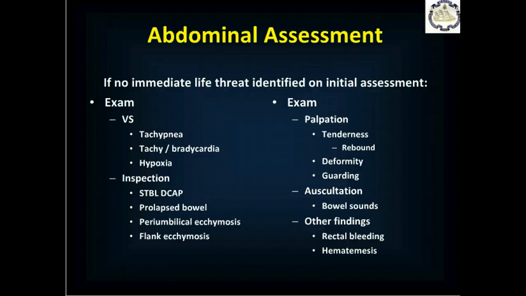Deformities to the abdomen, so any changes in contour after an injury, those are bad signs. Or guarding, where the abdomen is rigid, the muscles are rigid. Auscultation: not hearing any bowel sounds at all, that's problematic. Even if there's not a significant injury, the fact that you don't hear bowel sounds means that they may have what's called an ileus, a traumatic ileus, where the bowel's just not squeezing and they're not going to be able to tolerate anything by mouth. And then any bleeding from the rectum, or any vomiting blood, those are bad signs in trauma.